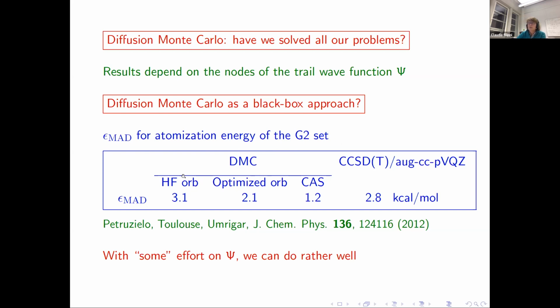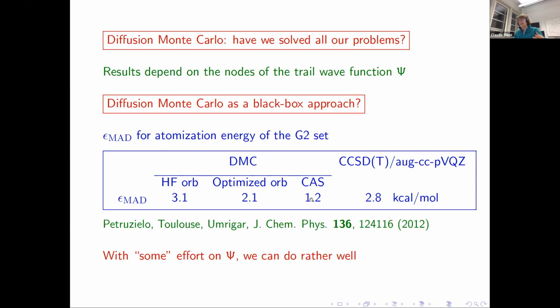In this case, we are using a single determinant. They are using a single determinant wave function where they do not optimize the orbitals, and they're having a mean average deviation of 3.1 kilocalorie per mole. Now, if they stick to a single determinant, but they optimize the orbitals, in addition to the Jastrow factor, they actually reduce the error from 3 to 2 kilocalorie per mole.